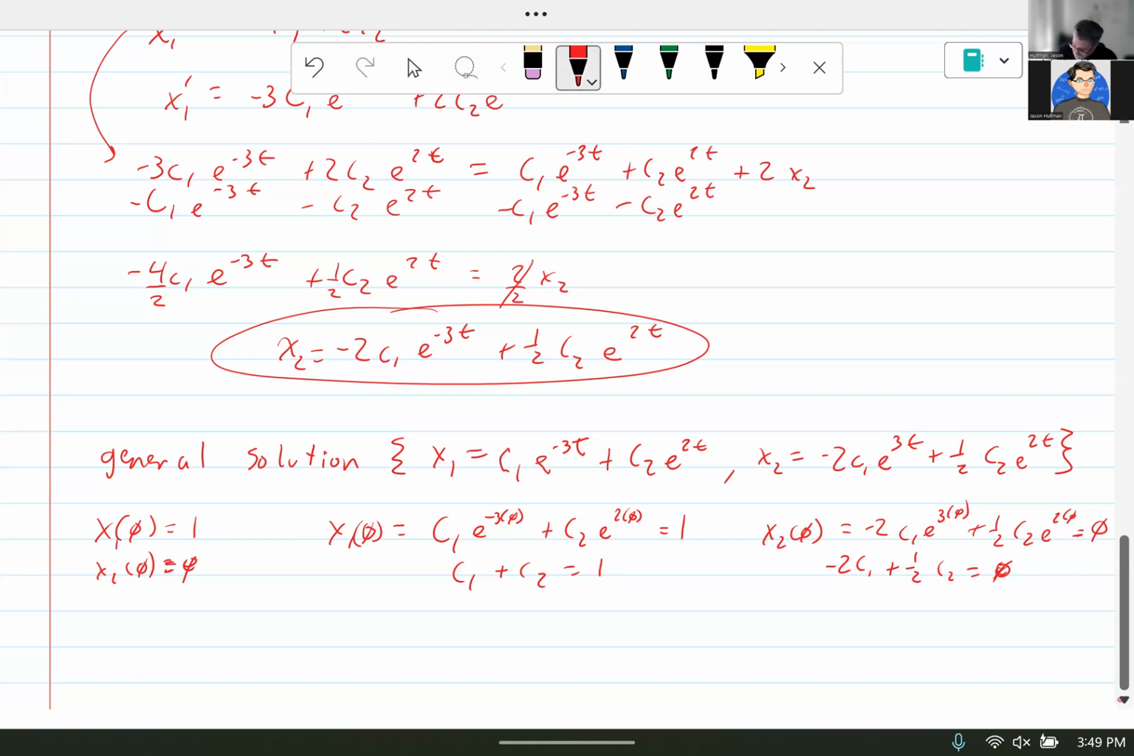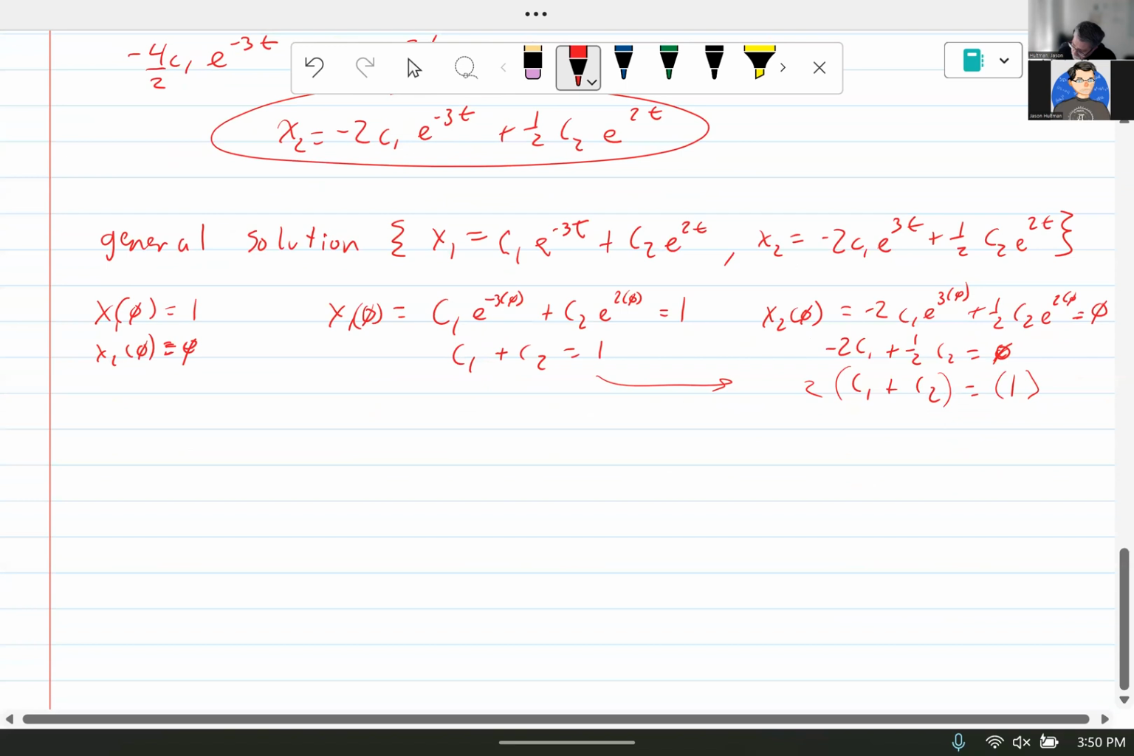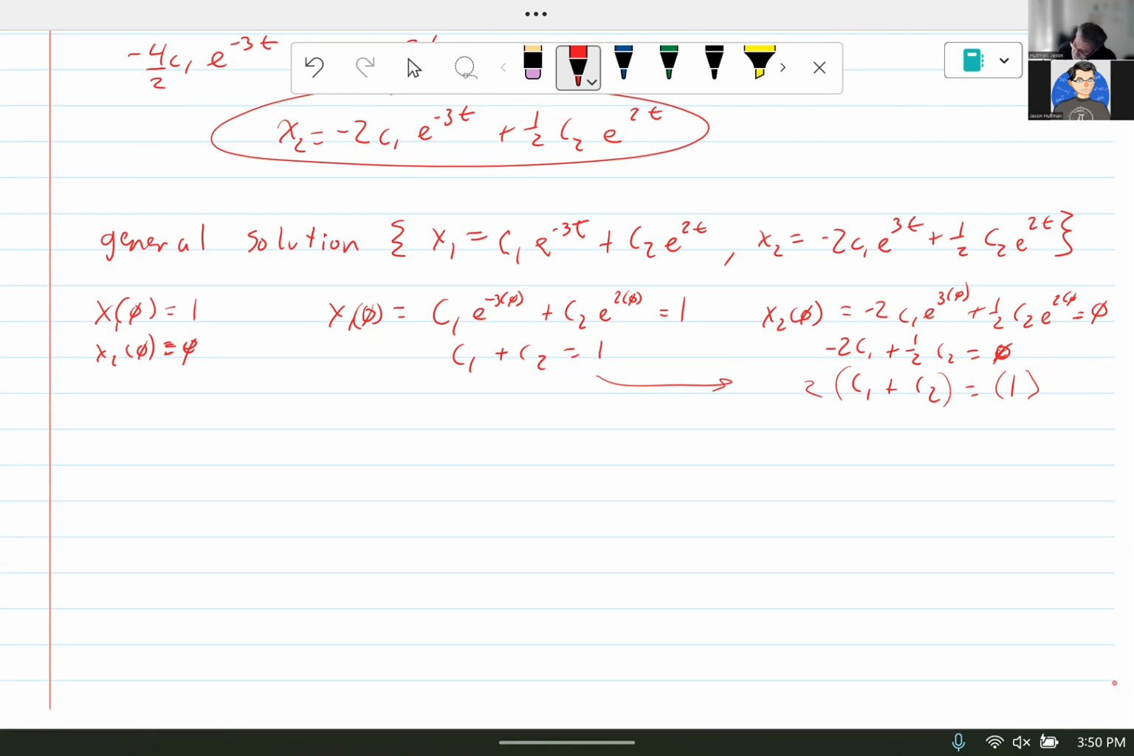Okay, so I could set up a system of equations if I want to. I could move this over here. This would be c1 plus c2 is equal to 1. I could multiply the bottom through by 2. And that would give me negative 2c1 plus 1/2 c2 equals 0. 2c1 plus 2c2 is equal to 1. Those cancel when I add. This becomes 5/2.